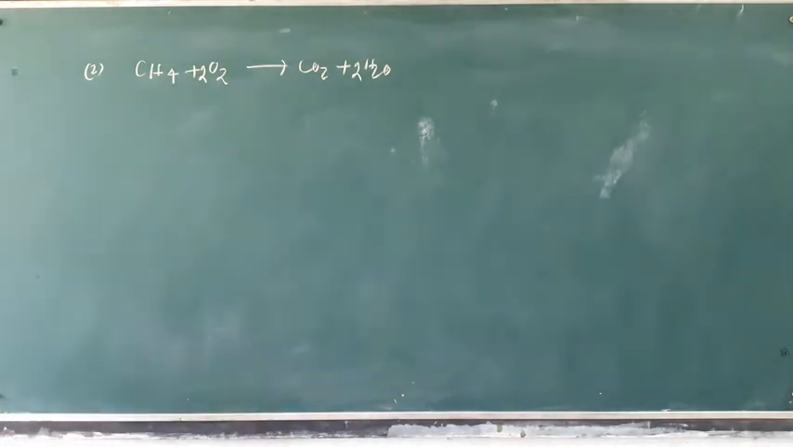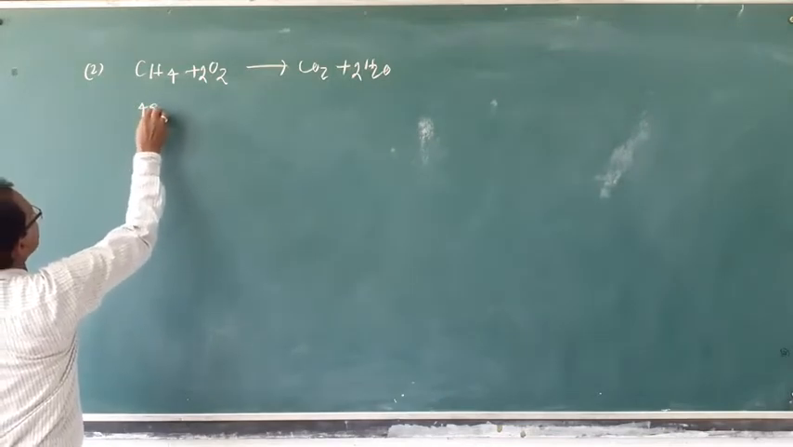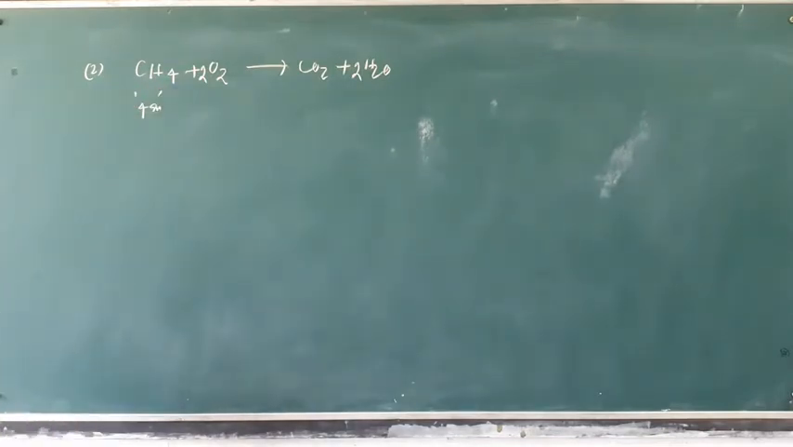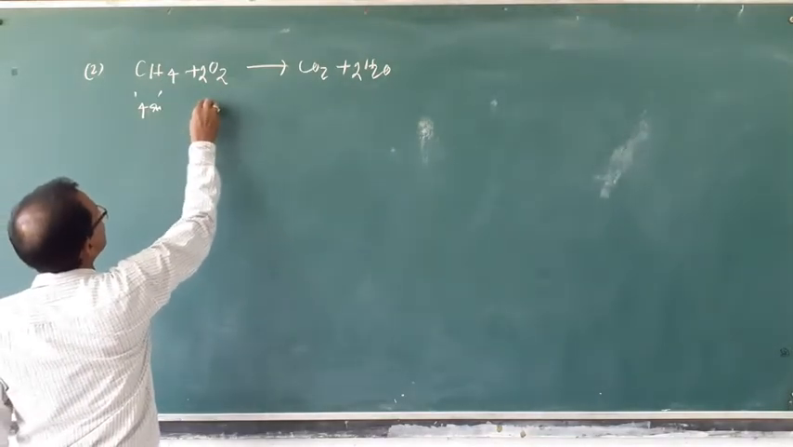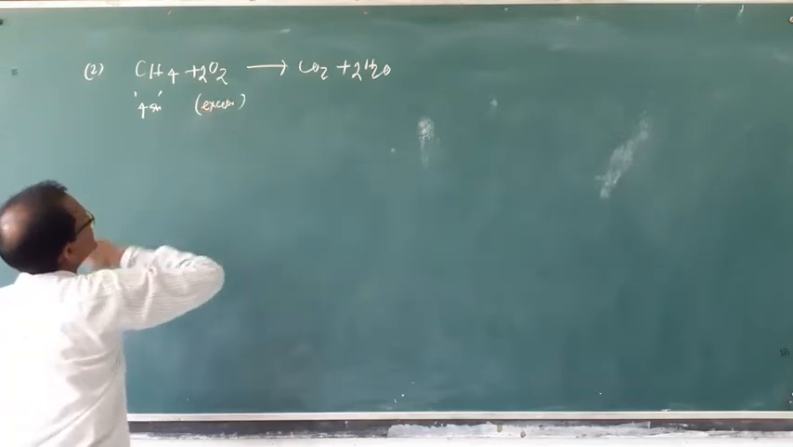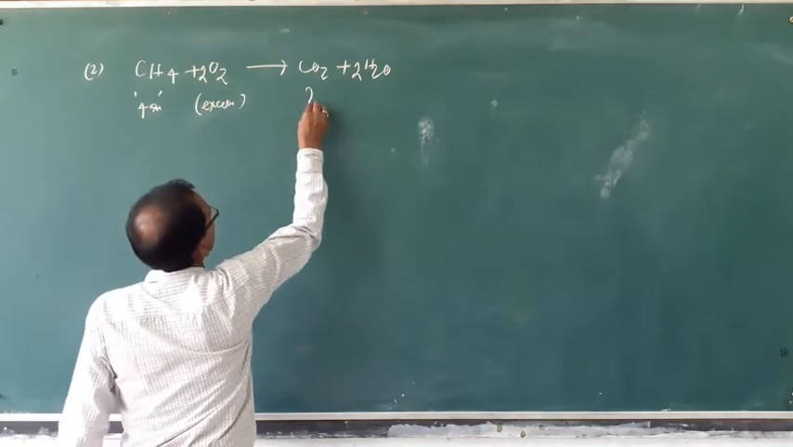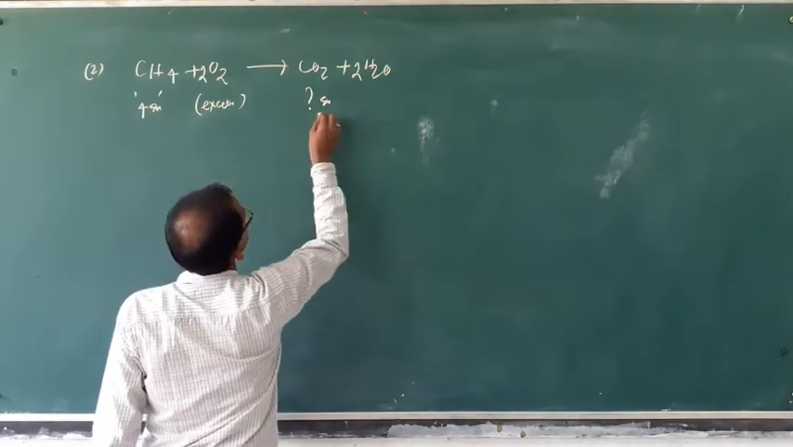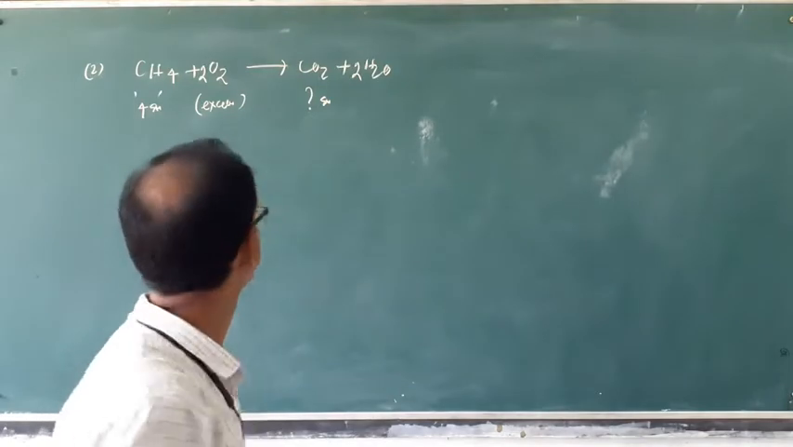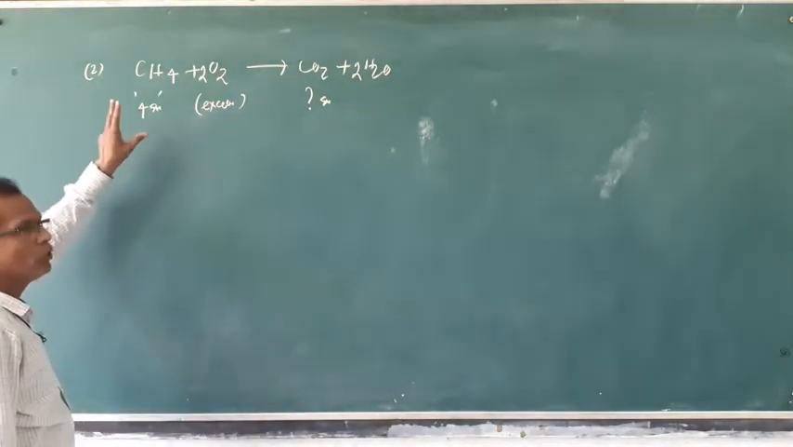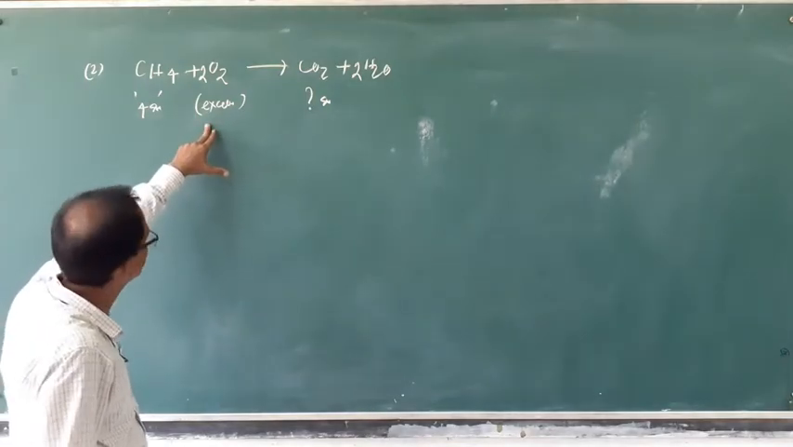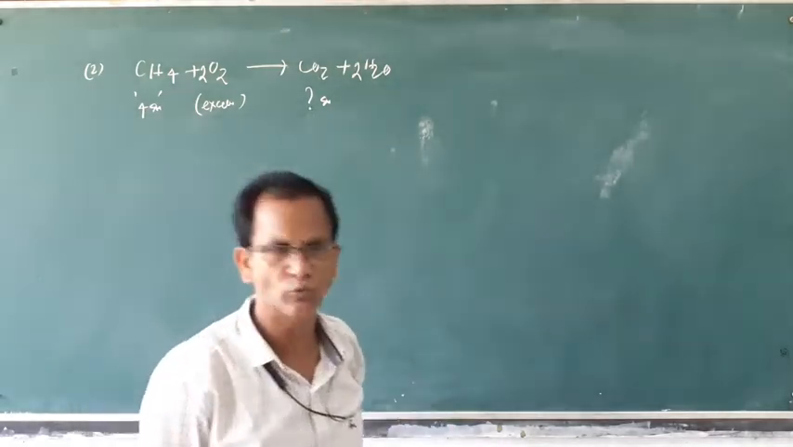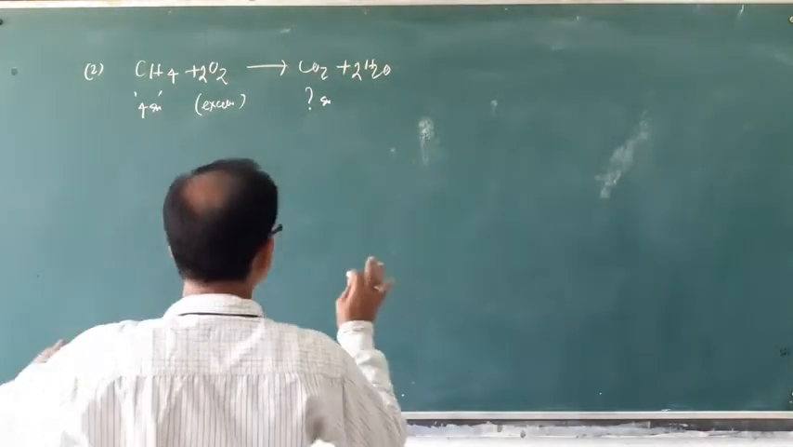So the question is, if 4 gram methane is taken, 4 gram methane burns in presence of excess oxygen, how much gram CO2 will be formed? That is the question. 4 gram methane burns in excess oxygen, producing how much CO2? It is related to stoichiometric calculation.